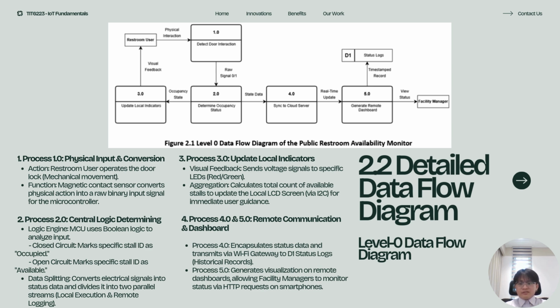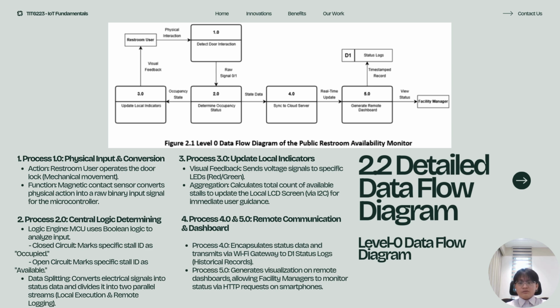The flow starts at process 1.0, where the physical layer meets the digital system. When a restroom user operates the door lock of a stall, this physical action will trigger the magnetic contact sensor. The primary function of this process is to collect data and convert the mechanical movement of the lock into a raw binary input signal. This allows the microcontroller to read the environment without needing any manual input.